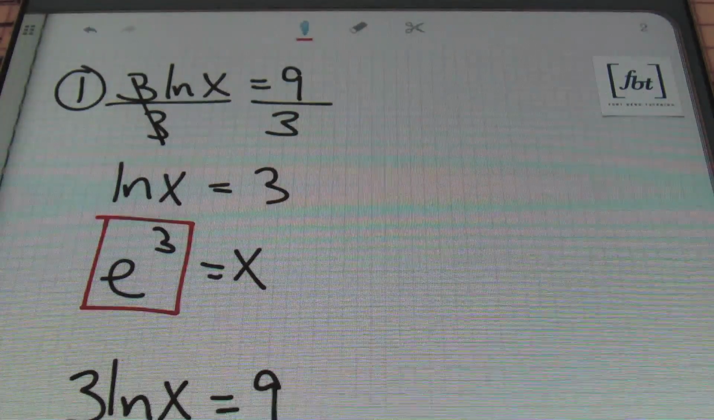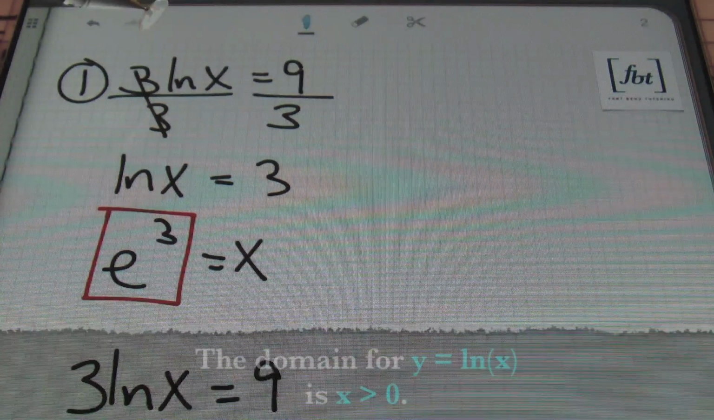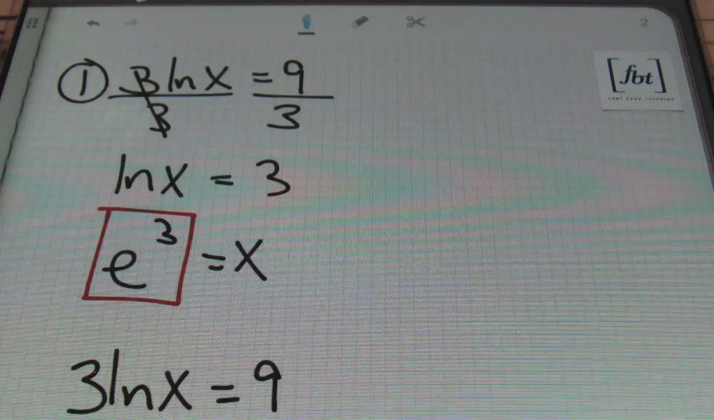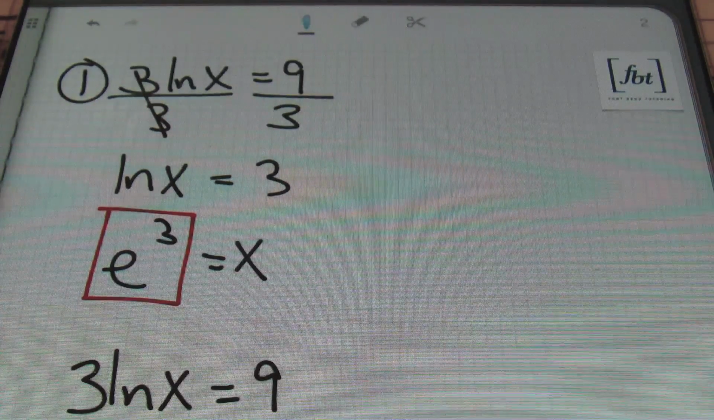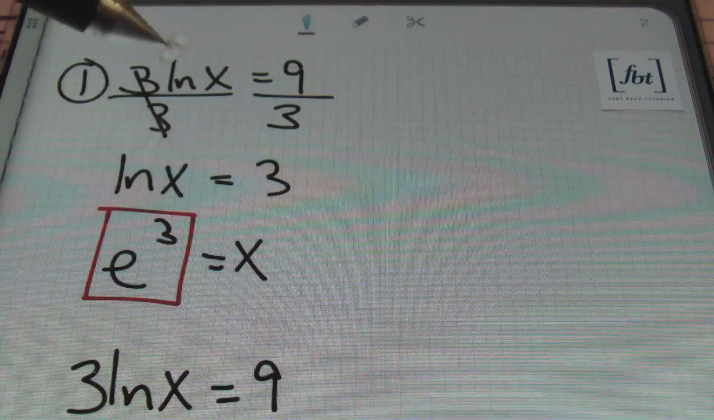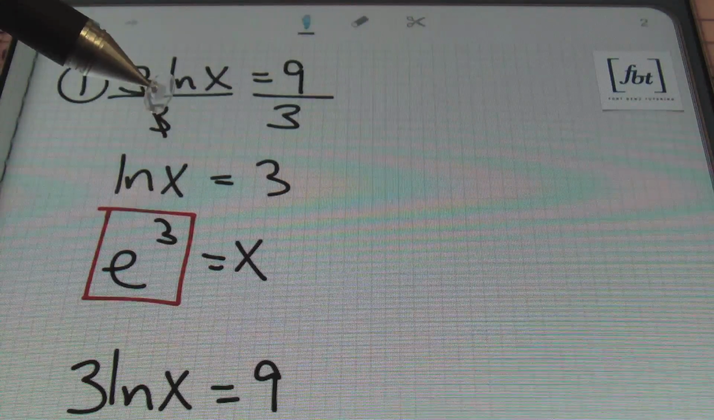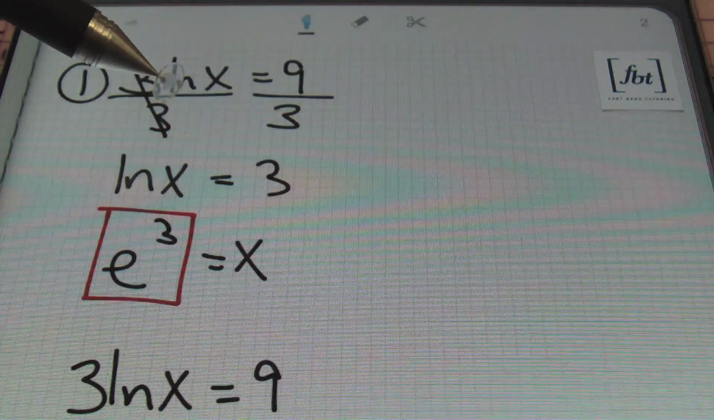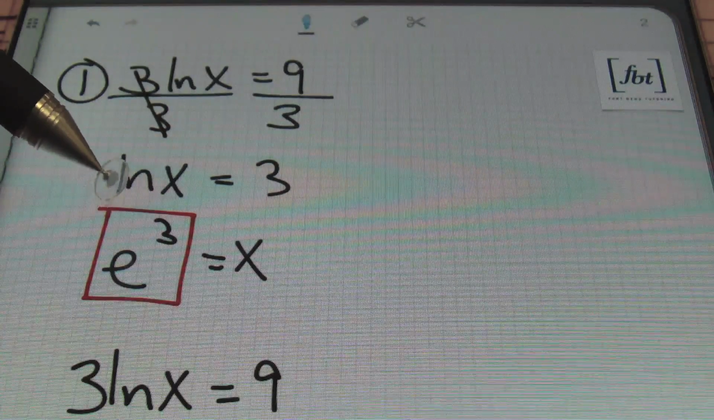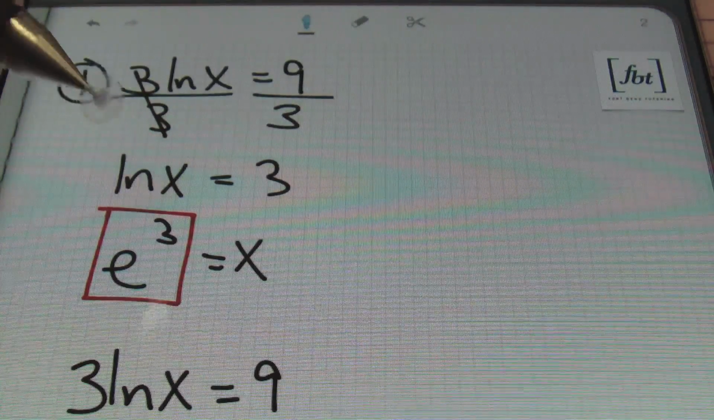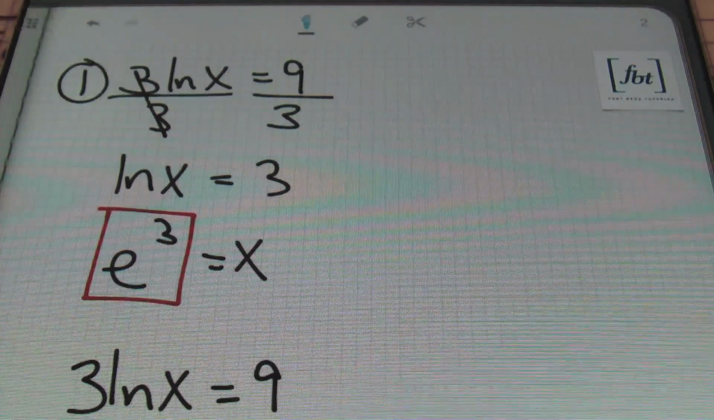All right, so there you go. Keep in mind, ladies and gentlemen, that the domain for this natural log, as well as for any logarithm for that matter, is x has to be greater than 0. So anything above 0 and beyond is okay. So my answer here, e to the third power, is going to be a value larger than 0. Remember, I told you that the constant e is approximately 2.71. So that's going to play out just fine when we cube it. So keep that in mind.